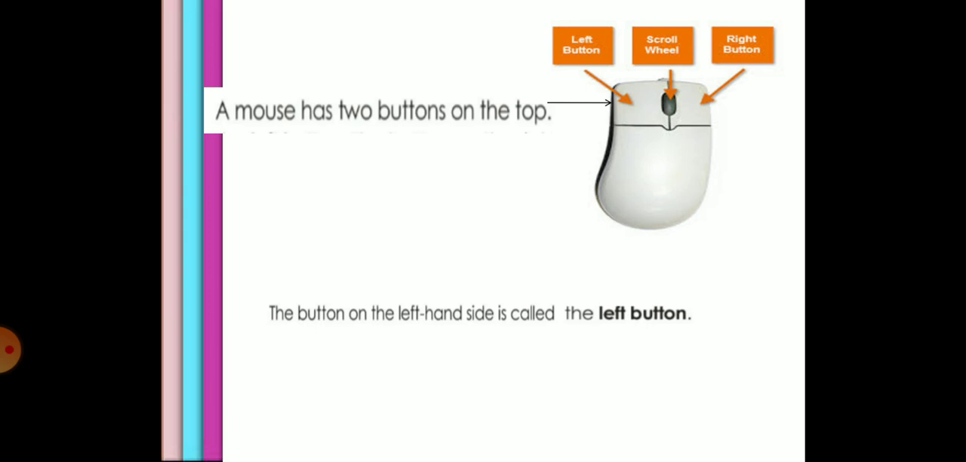Now let us see the mouse and its buttons. Mouse has two buttons on the top. This is the left button. The button which is on left hand side is called the left button. And this is a right button. The button on the right hand side is called right button.